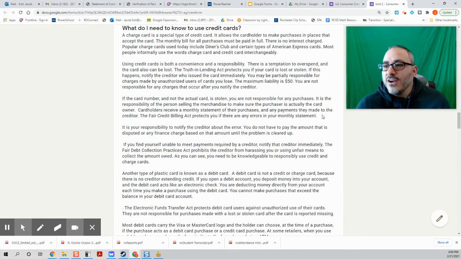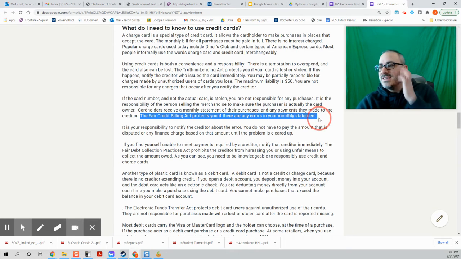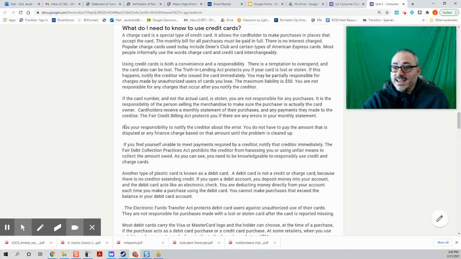The Fair Credit Billing Act protects you if there are any errors in your monthly statement. If there are any errors, you can get those errors fixed via the Fair Credit Billing Act. It is, however, your responsibility to notify the creditor about the error. You do not have to pay the amount that is disputed or any finance charge based on the amount until the problem is cleared up.